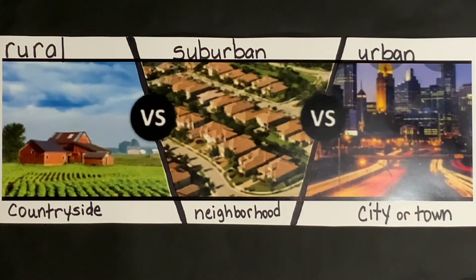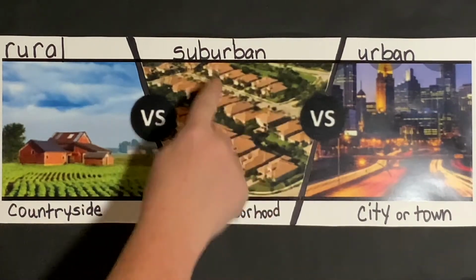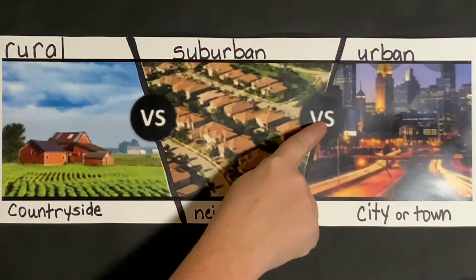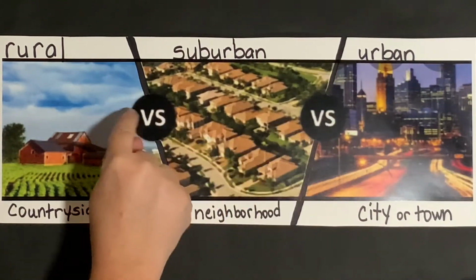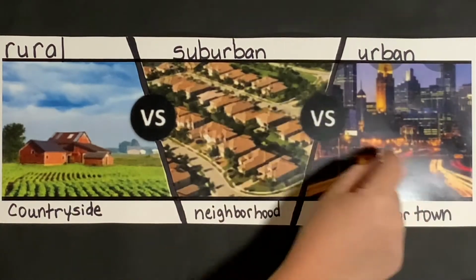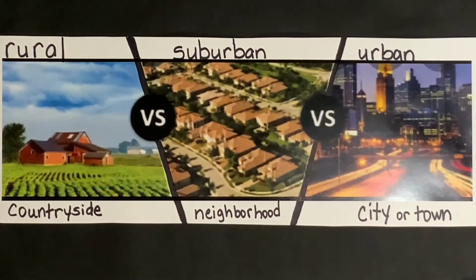So if you take a really good look, you could see how all of these are different, right? Look at the one in the middle. What do you see? Yeah, you see a lot of houses and trees, right? This could be a neighborhood. Oh, and by the way, the VS stands for versus, meaning we're just going to compare this one to this one and that one to that one. This just means to compare. That's what the VS stands for.